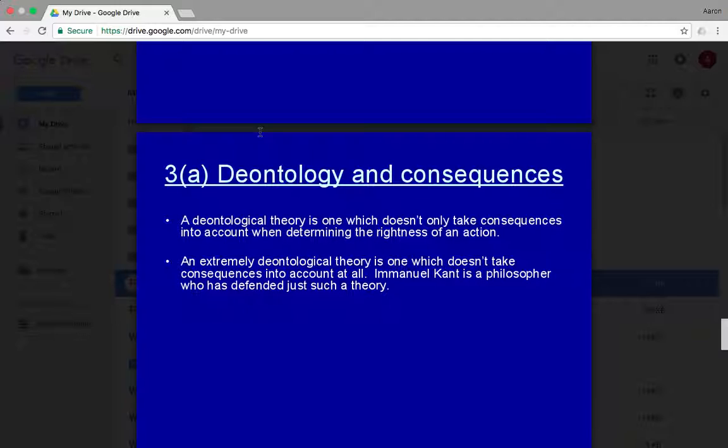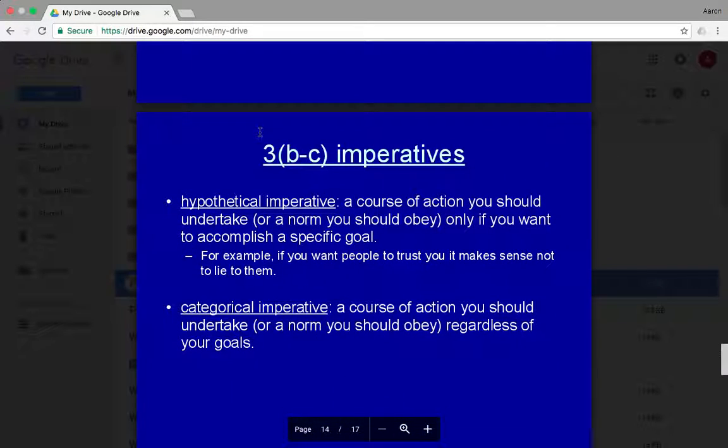Immanuel Kant is a philosopher who has defended just such a theory. Hence the answer to 3A is no. Kant does not take consequences into account. So what does he do? Well, Kant distinguishes between two types of imperatives. An imperative is a command or norm that one ought to follow. There are, according to Kant, both hypothetical and categorical imperatives.